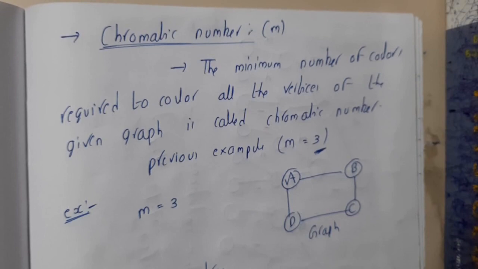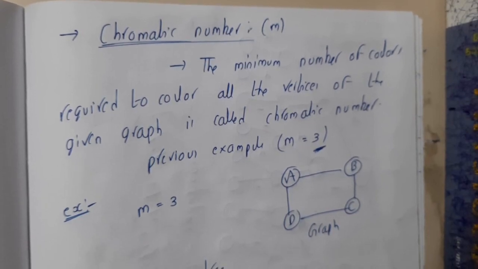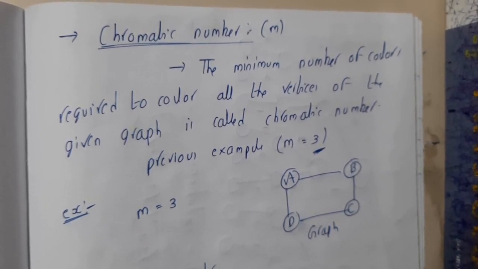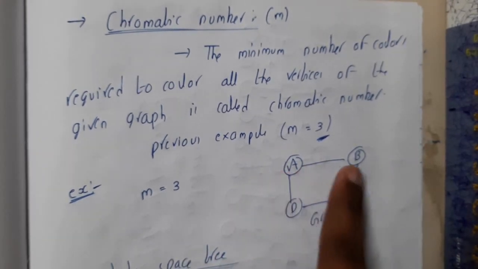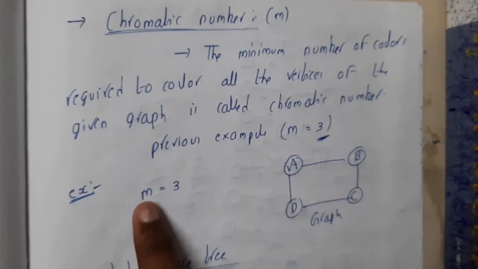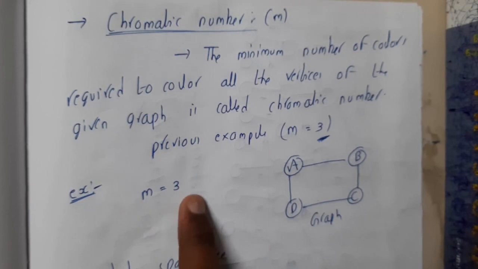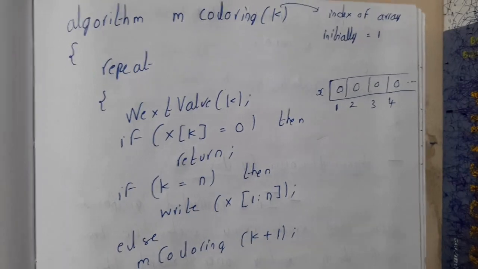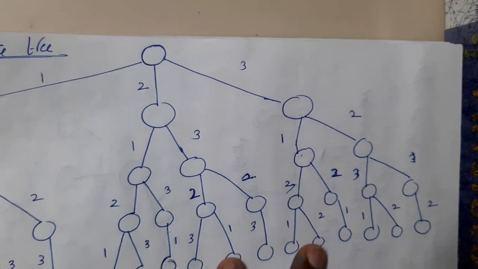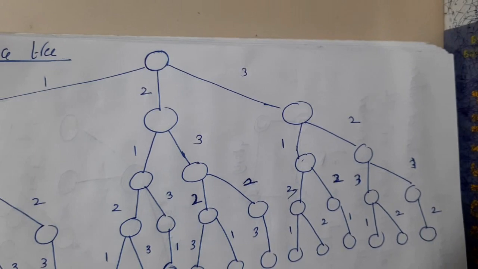Okay, so now how we can solve the same problem with respect to state space tree. So assume there is a small graph given: A, B, D, C. M equal to 3. That was the only thing that will be given. So now you will start drawing the state space tree.